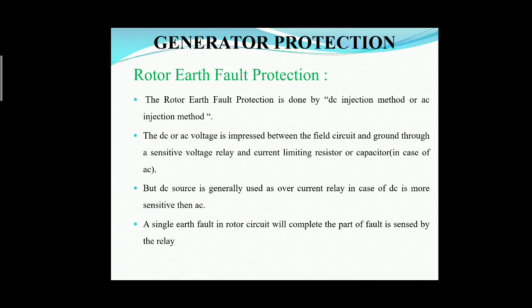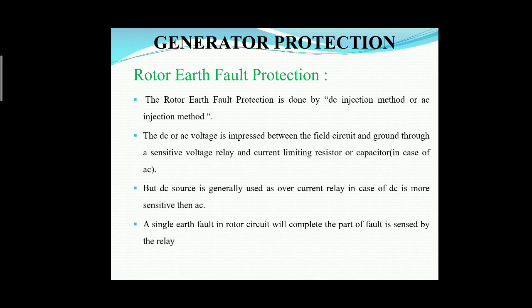The DC or AC voltage is injected between the field circuit and the ground through a sensitive overvoltage relay, and current limiting resistors or capacitors are used.